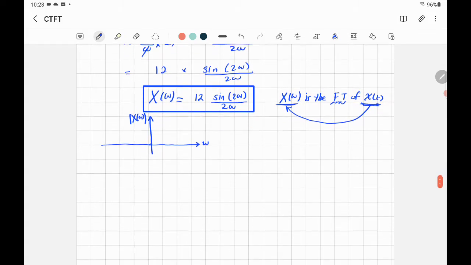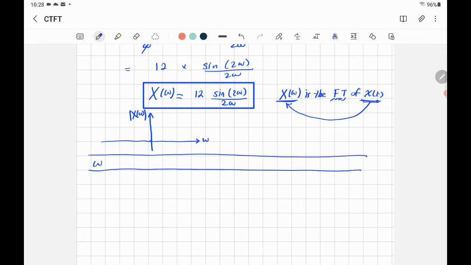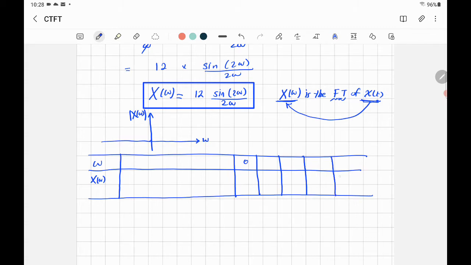Okay, you will say that's omega. Make a table. That's omega, and then you see the function X of omega for different values. You will have negative and positive. 0 will be in the middle of the table, and then you got positive and negative. We'll just take some values here for omega.